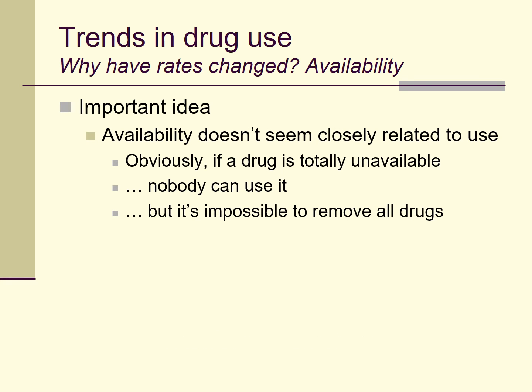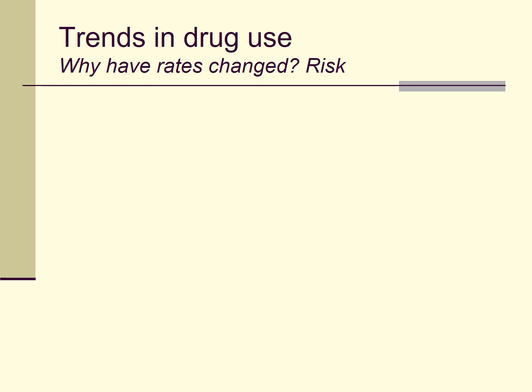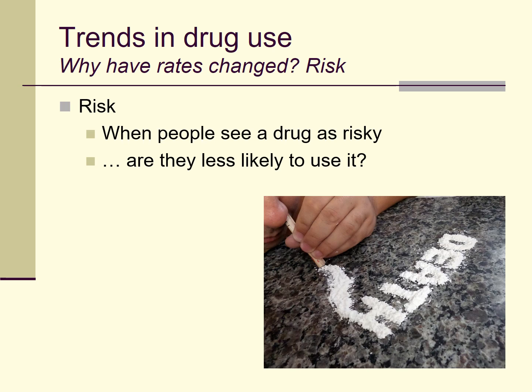The important idea here is that availability doesn't seem to be closely related to drug use. Again, a bit of a repeat here, but obviously if a drug was totally unavailable, then no one could use it, but it's pretty much impossible to remove all drugs, or in this case to remove marijuana entirely. So we've ruled out these other potential explanations, these other theories. What do we have? Well, one thing that we haven't addressed yet is risk.